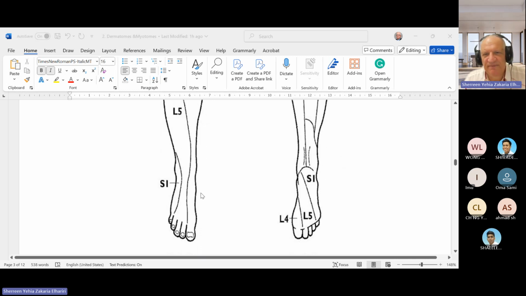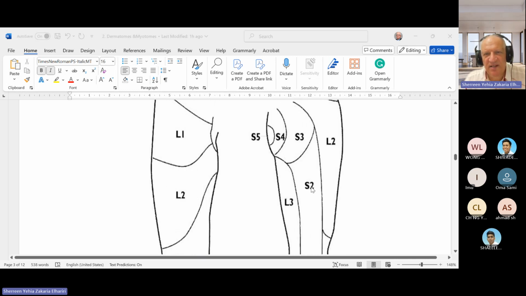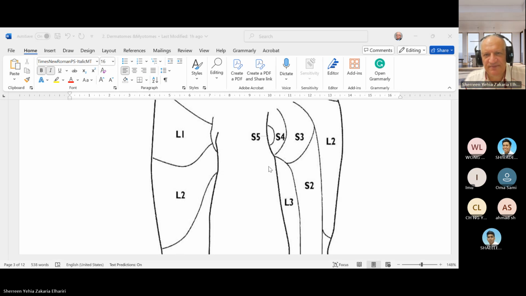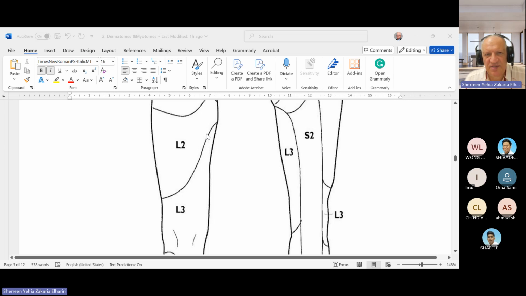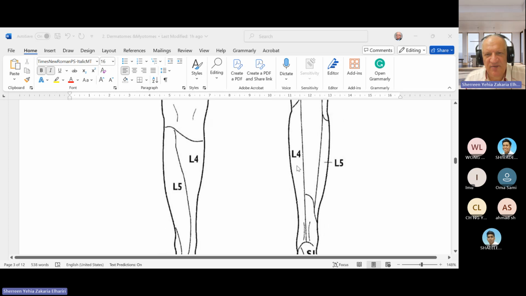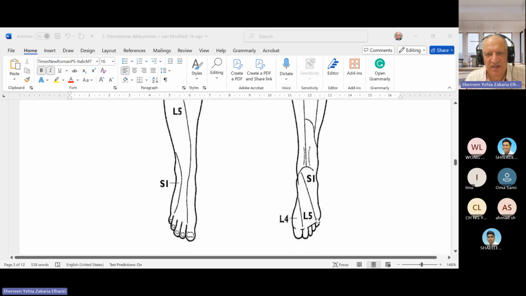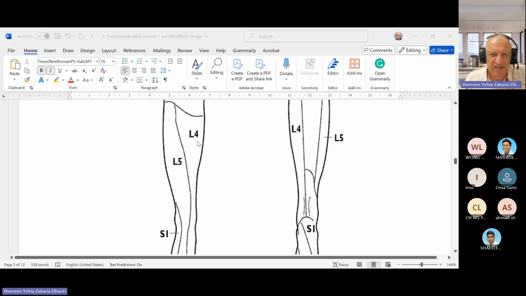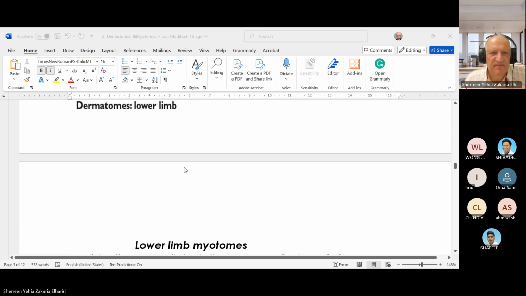It's very important. The same for the back. And important, of course, to know the area around the anus is S2, 3, and 4. Of course, this radiates to the back, so L2, S2, L4, and in the back, L4, 5, and S1. Of course, the anterior is more important because it is easily presented by the patient.